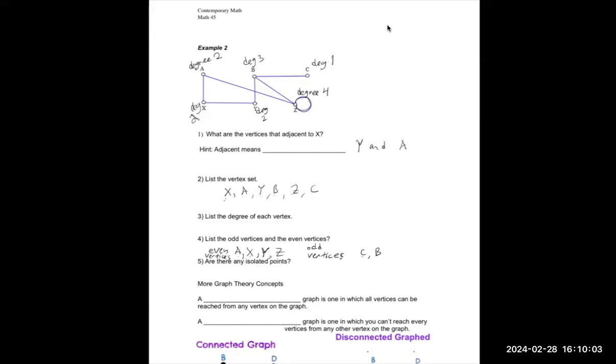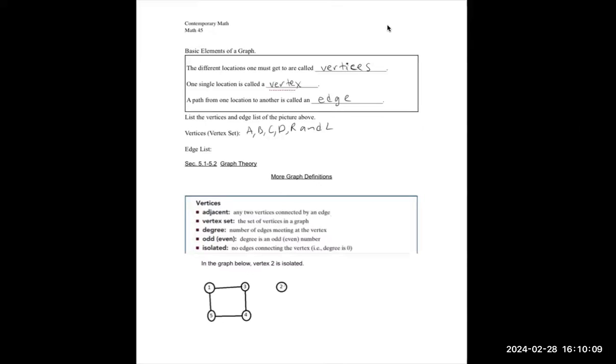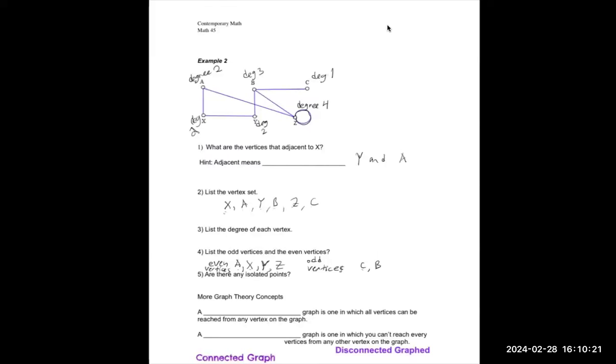And then they ask, are there any isolated points? So remember, an isolated point is one where there's no way to get out of there. Basically, if you think about the edges as roads out, there's no way to get out. So do we see anything like that going on with this graph? No, we don't. So there's no isolated points.